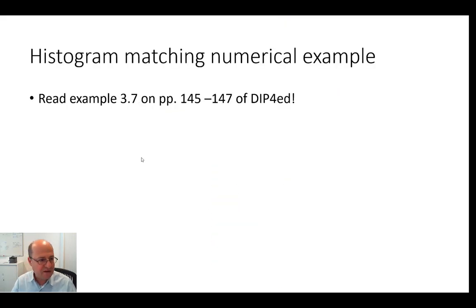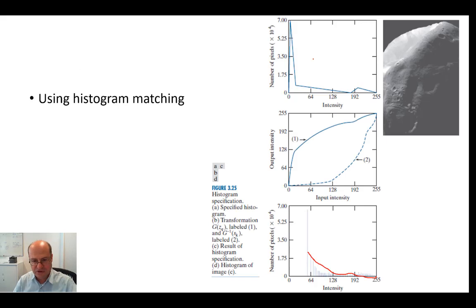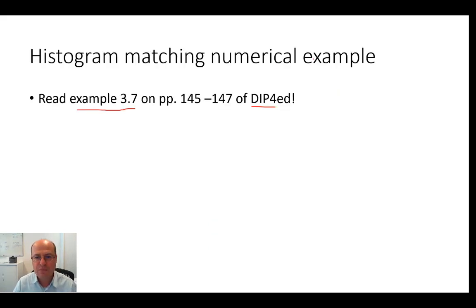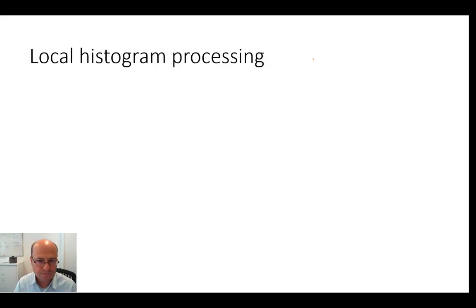Then please read on page 145 to 147 from our book, the example 3.7. It's a numerical example of this process. It's very important for you to understand that. It's just 3 pages. If you have to do anything for computer vision this week, it is read these 3 pages.